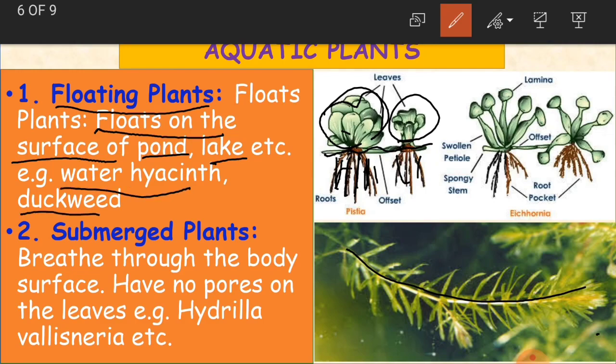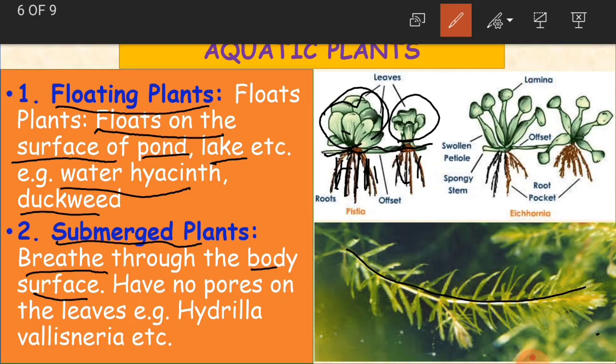And now, what about submerged plants? Submerged means they are merged in the water. These plants live in the water and they breathe through the body surface. How do they breathe? Through the body surface. They have no pores on the leaves.